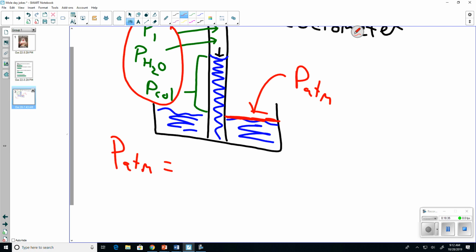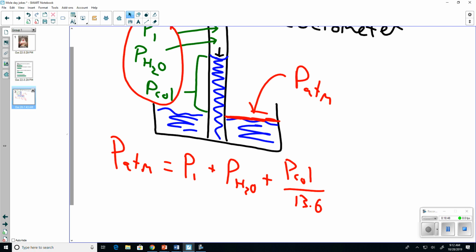Room pressure would equal the pressure of the gas, plus the pressure due to water vapor, plus our column height, which, remember, is in millimeters of water. If I wanted to convert that to millimeters of mercury, I divide by 13.6. I would not anticipate that you would see this type of math on a test. However, for us to do partial pressure in the laboratory, this is what we have to do. The total pressure equals the pressure of the parts.